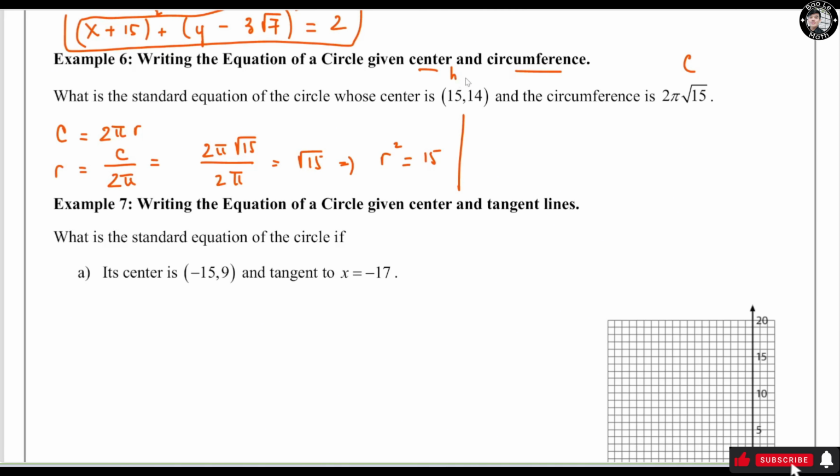Now the center is going to be h and k. So we have x minus 15 squared plus y minus 14 squared equals 15.